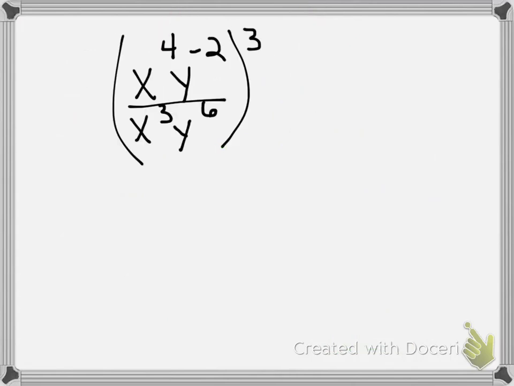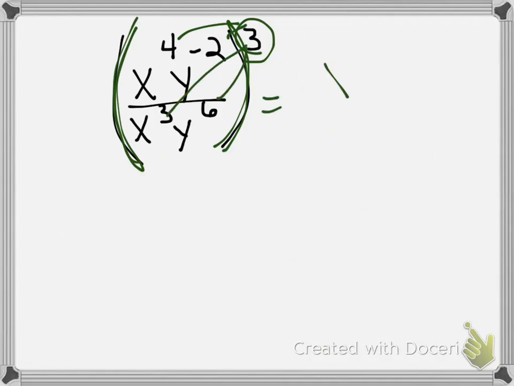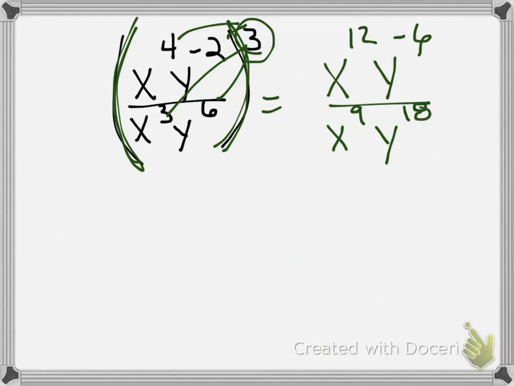Okay, last example. This has a lot of things to it. Notice the grouping with the power on the outside. So the very first thing I'm going to do is distribute the 3 to every single power. So that makes x to the 12th, y to the negative 6th, x to the 9th, y to the 18th. And keep in mind that I am multiplying this. Power to a power, power to a power, power to a power, power to a power.